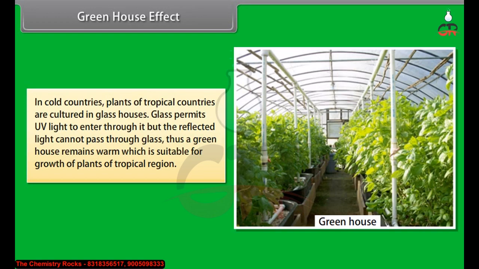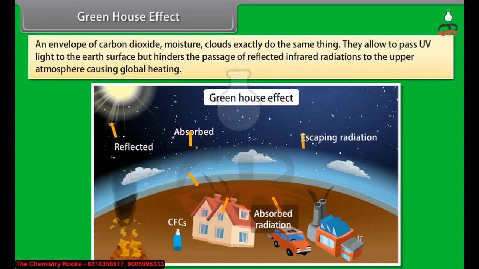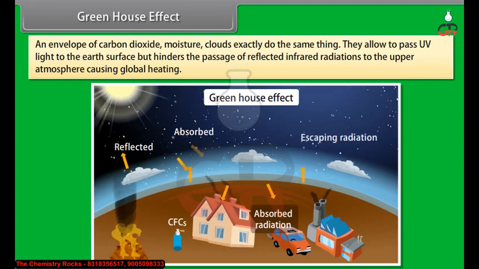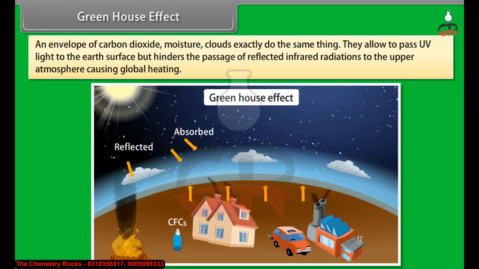An envelope of carbon dioxide, moisture, and clouds does exactly the same thing. They allow UV light to pass to the Earth's surface, but hinder the passage of reflected infrared radiations to the upper atmosphere, causing global heating.